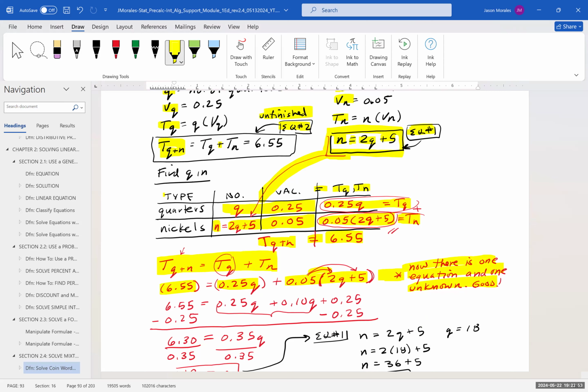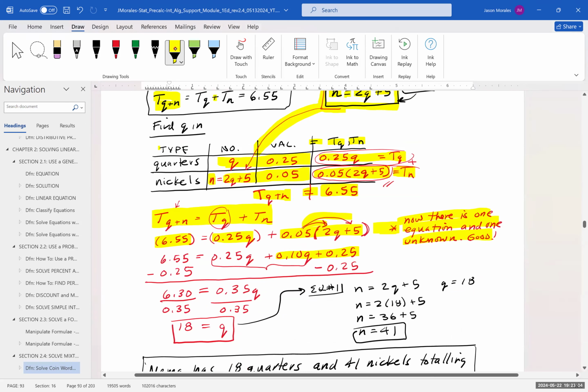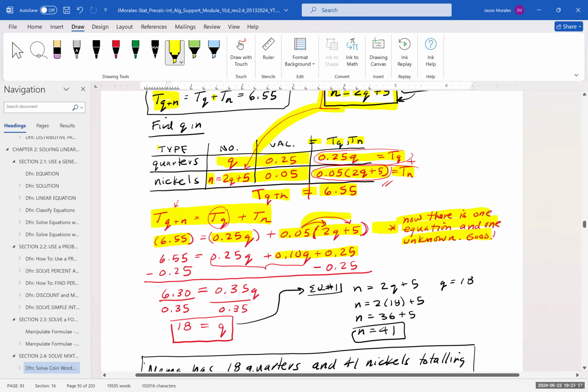So applying the distributive property, 0.05 times 2Q plus 5, we get this expression with these two terms. And so we're trying to solve for Q. So I subtracted 0.25 from both sides. And 6.55 minus 0.25 gives me 6.30. And these two terms are like terms, so they can be added together. That gives us 0.35Q. Divide both sides by 0.35, and we get the number of quarters is equal to 18.